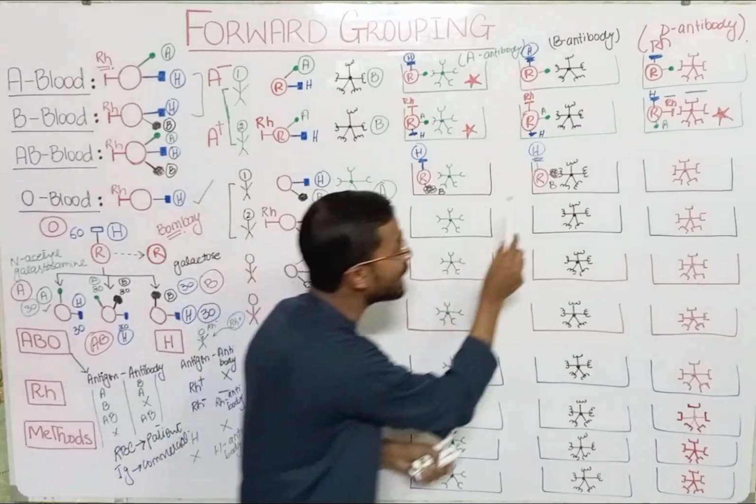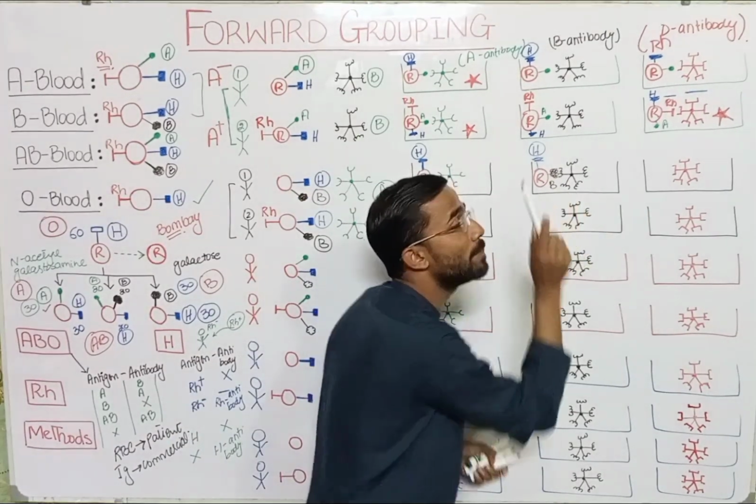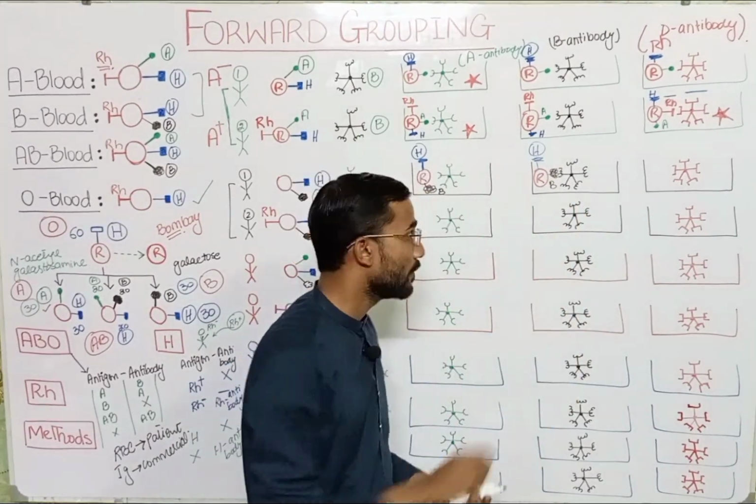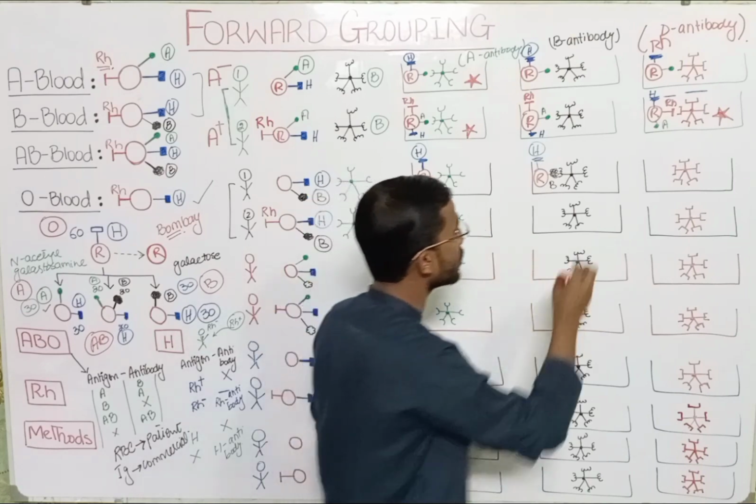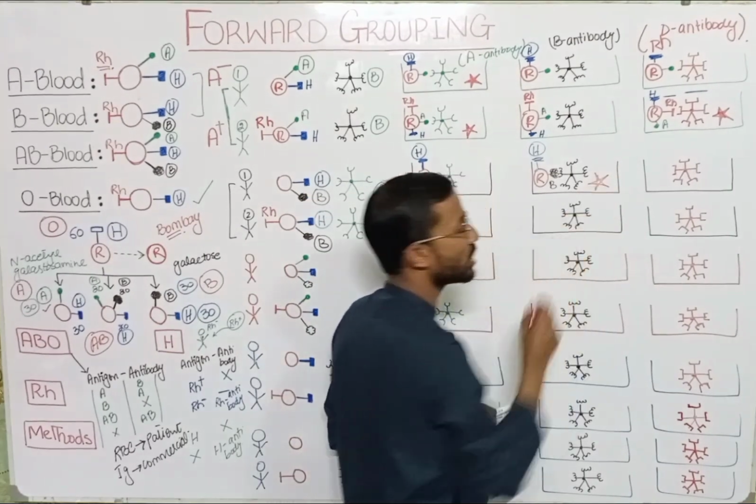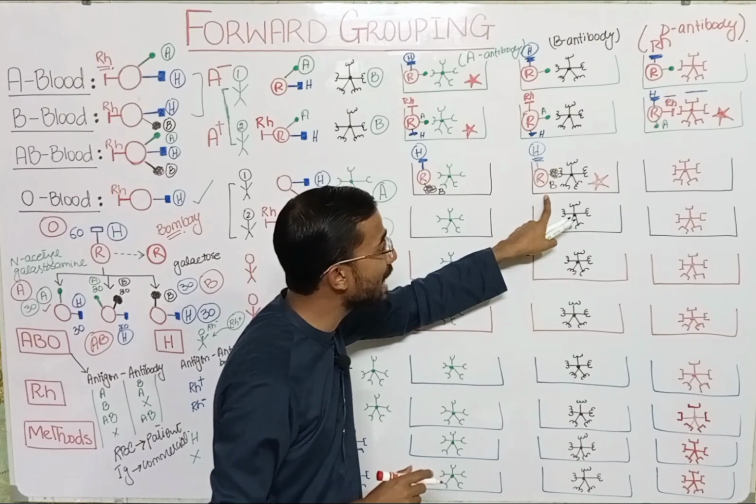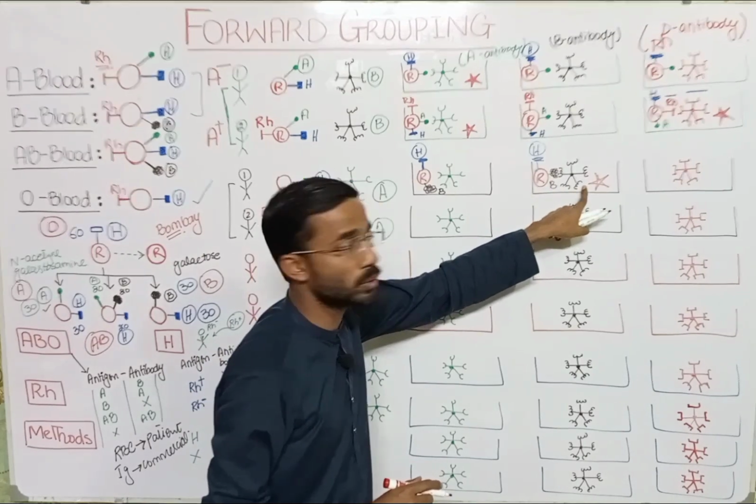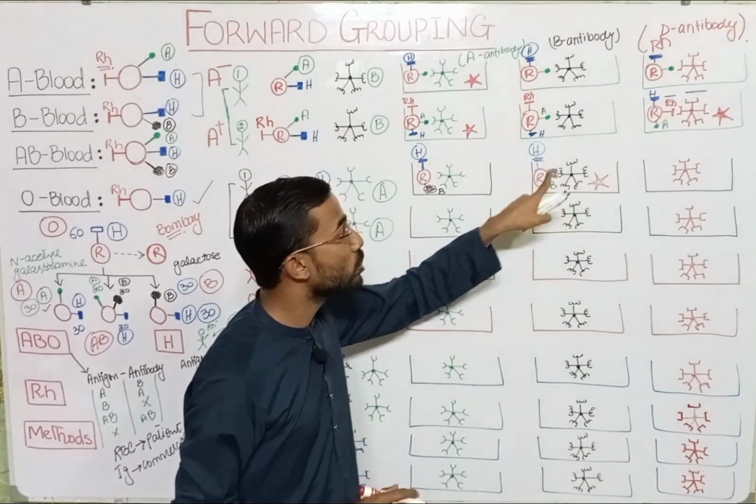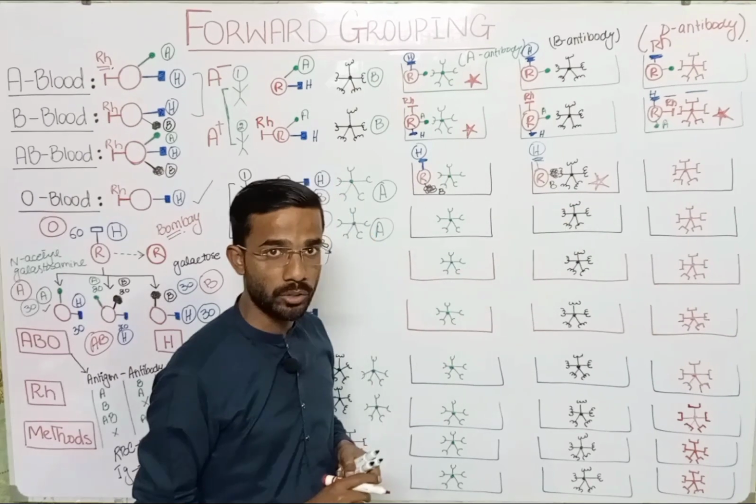So, B antigen is opposite to the B antibodies. Same case, and in that situation, you will see the agglutination. In that case, B antigen is opposite to the B antibodies. So, in this case, you will see the agglutination.